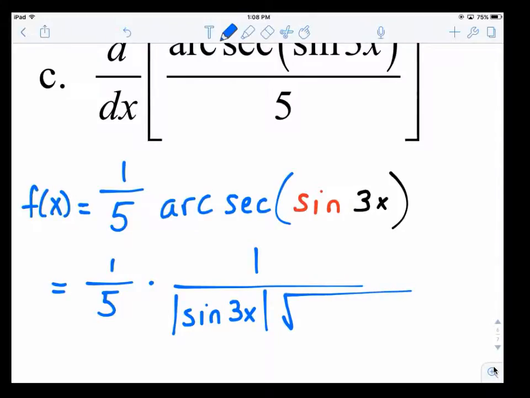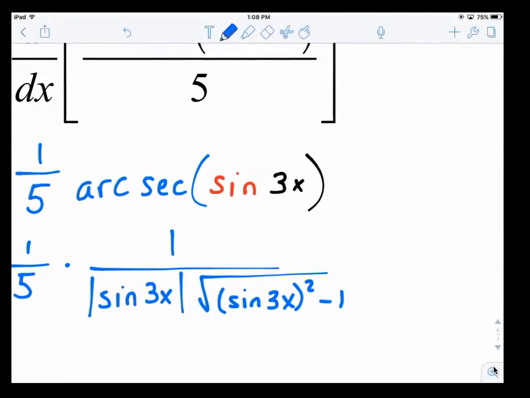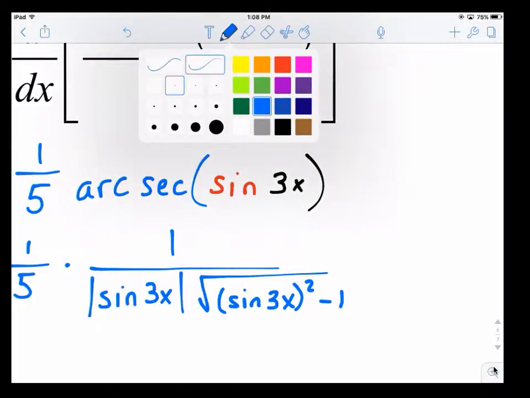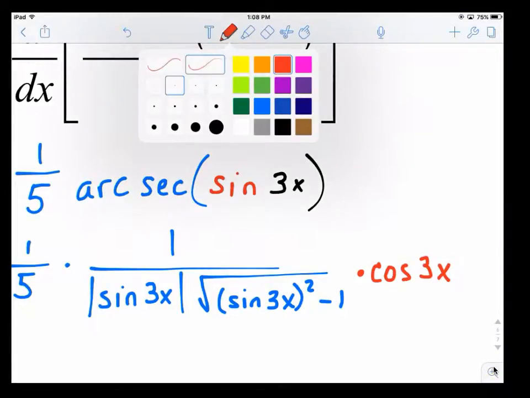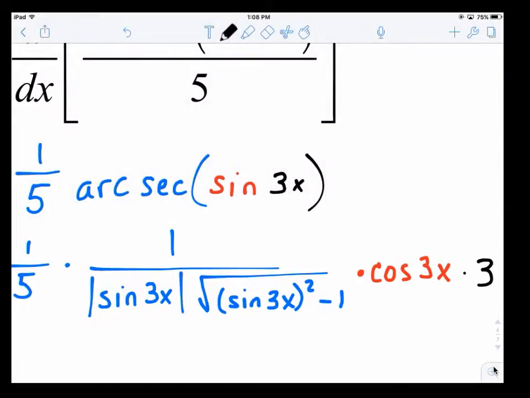And then the second part of arc secant's derivative would be like the blob squared minus 1. So you have sine of 3x squared minus 1. Now you need the derivative of sine, because you got to use chain rule. That would be what? Cosine of 3x, and then the derivative of 3x is just the 3.